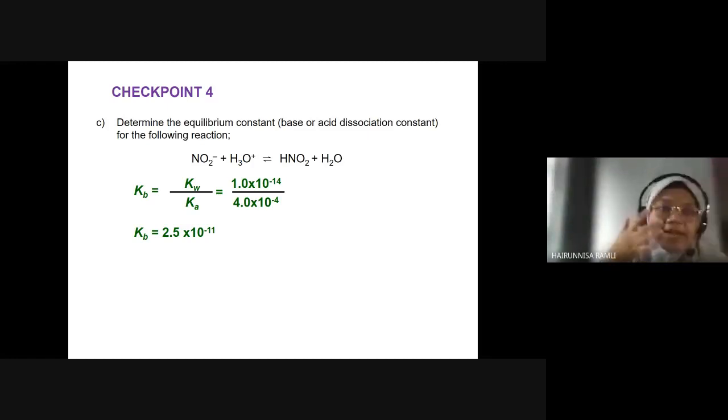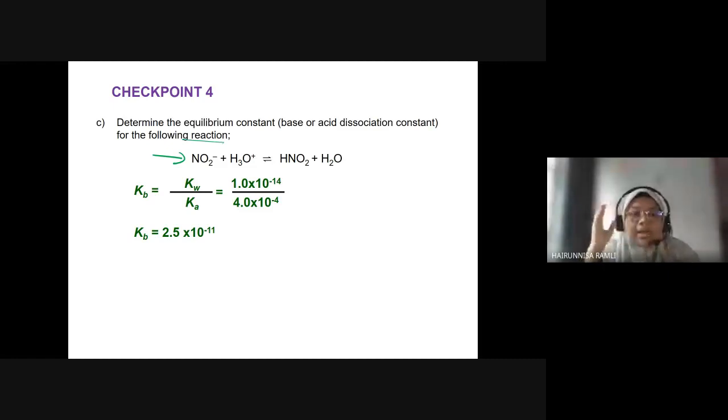Determine the equilibrium constant based on the acid dissociation constant for the following reaction. It gives an equation like this. To calculate this, we do not know whether it is Ka or Kb, right? So you have to determine whether this NO2 minus is an acid or a base. If you look here, NO2 minus produces HNO2, meaning it accepts a proton. When it accepts a proton, this is a base, because it accepts from here. So this will be the acid, this will be the conjugate acid, and this will be the conjugate base.